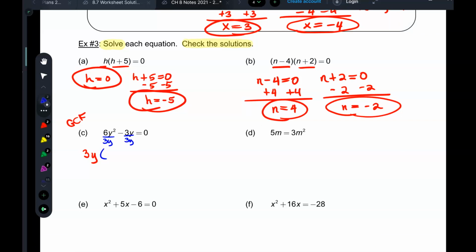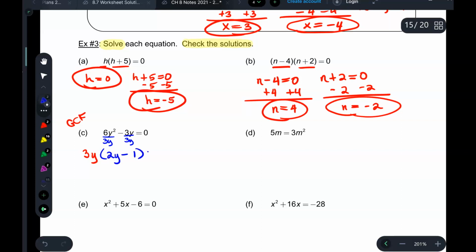Just a quick reminder, the GCF is the largest factor that you can take out of both parts. So 6 and 3 are both divisible by 3, so that's why I took a 3 out. And I have a y squared and a y. I could take a y out of both of those. And what am I left with in the parentheses? 2y minus 1.